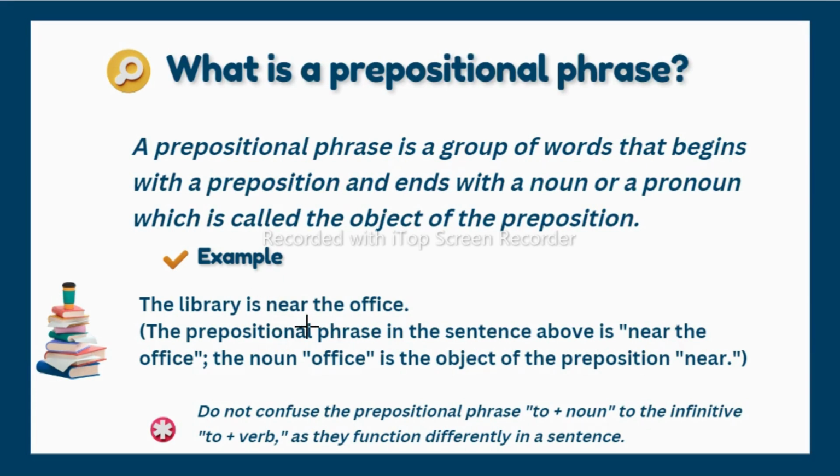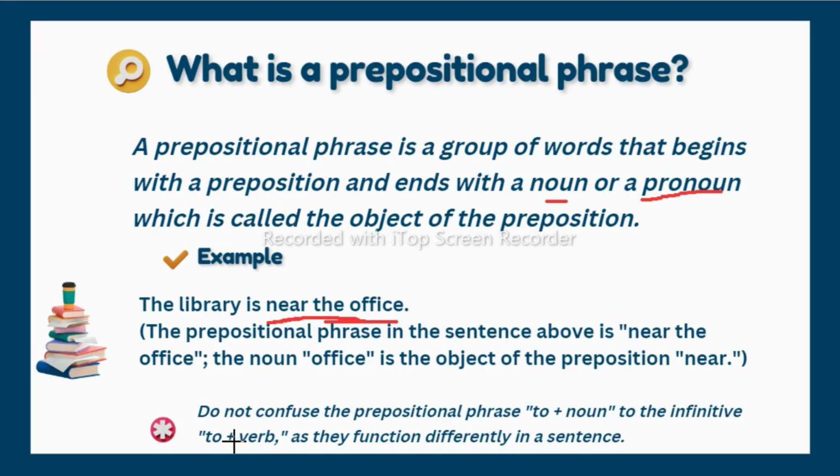You can see near office. Near is a preposition. A prepositional phrase begins with a preposition and ends on an object. The object could be a noun or pronoun, which is called the object of the preposition. So here the prepositional phrase in the sentence above is near the office. So the noun office is the object.